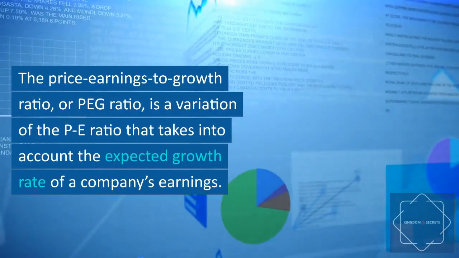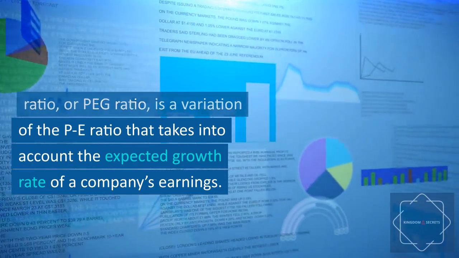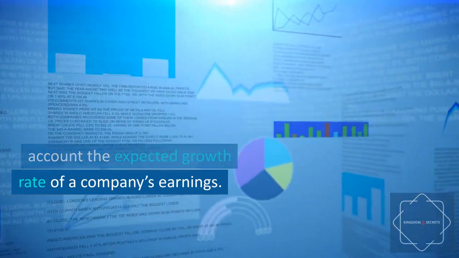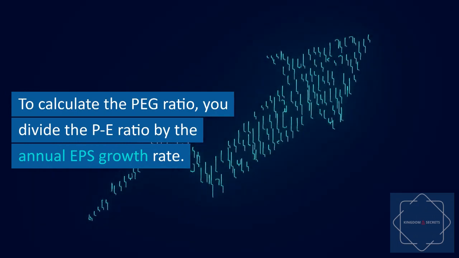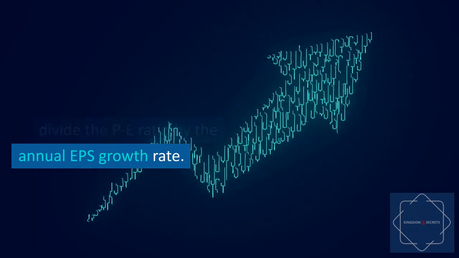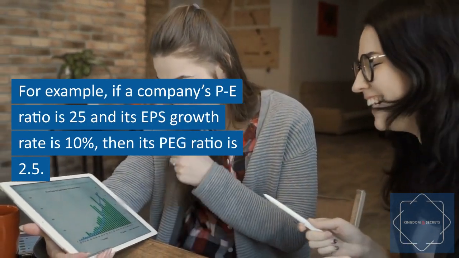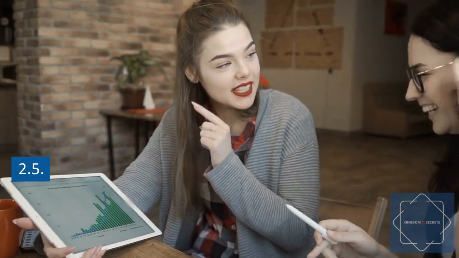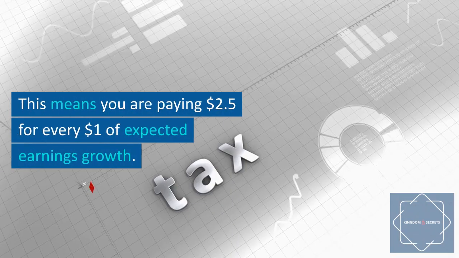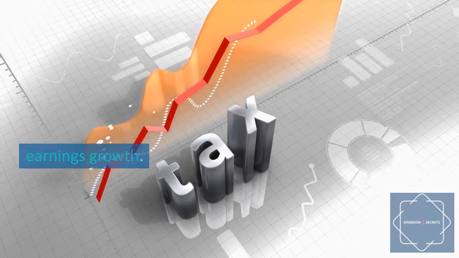The price-earnings-to-growth ratio, or PEG ratio, is a variation of the PE ratio that takes into account the expected growth rate of a company's earnings. To calculate the PEG ratio, you divide the PE ratio by the annual EPS growth rate. For example, if a company's PE ratio is 25 and its EPS growth rate is 10%, then its PEG ratio is 2.5. This means you are paying $2.50 for every $1 of expected earnings growth.